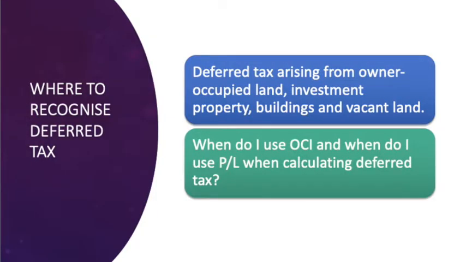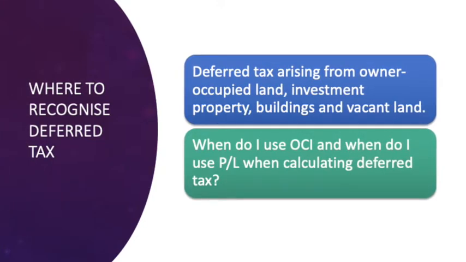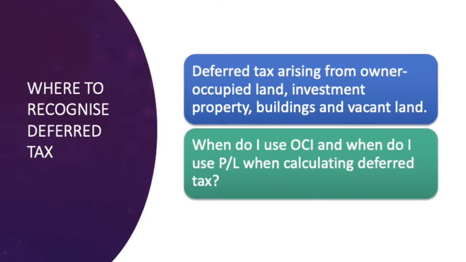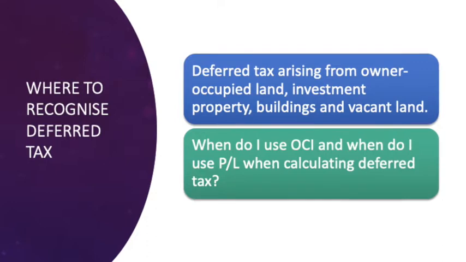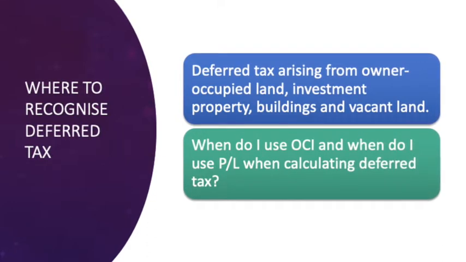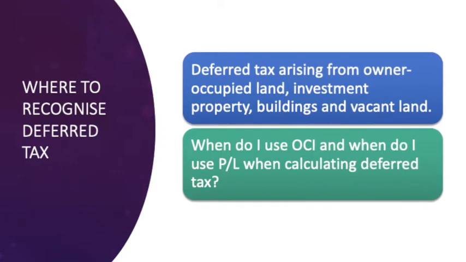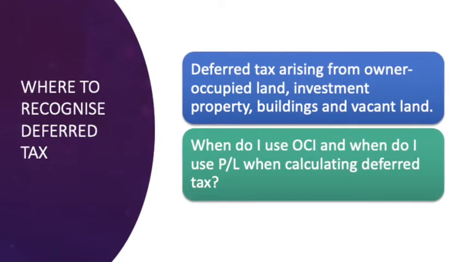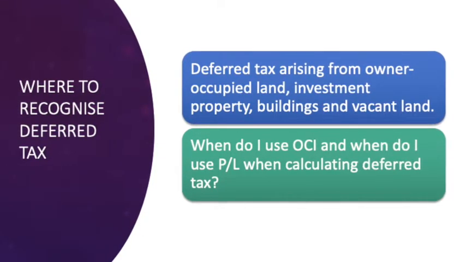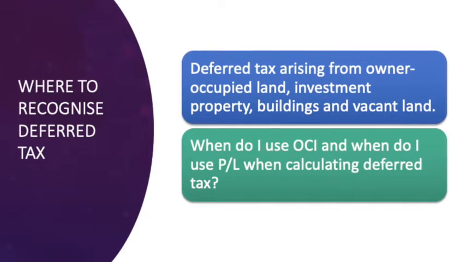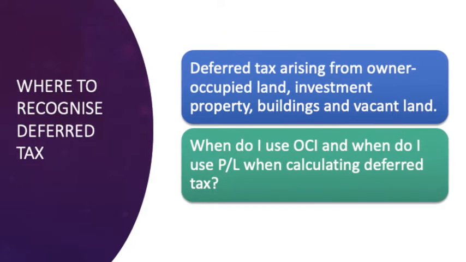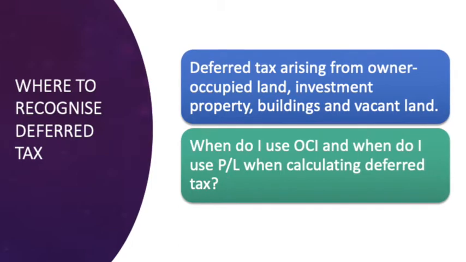So the first question is about where we recognize deferred tax. Deferred tax arising from owner-occupied land, investment property, buildings, and vacant land. The question here specifically is, when do I use OCI and when do I use profit or loss when calculating deferred tax?